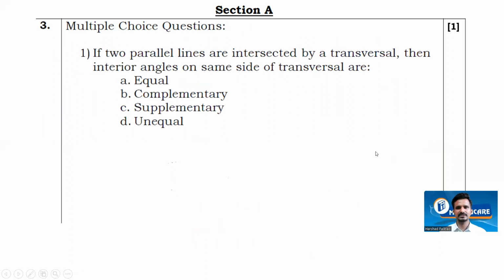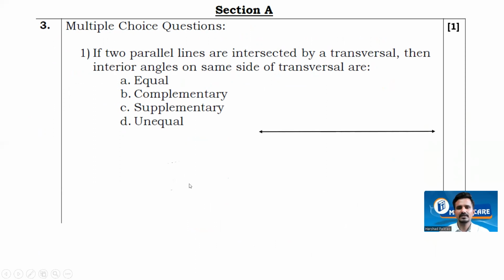Next question is also in section A. There are two multiple choice questions, each for 1 mark. So the first multiple choice question is: if two parallel lines are intersected by a transversal, then interior angles on the same side of the transversal are equal, complementary, supplementary, or unequal.